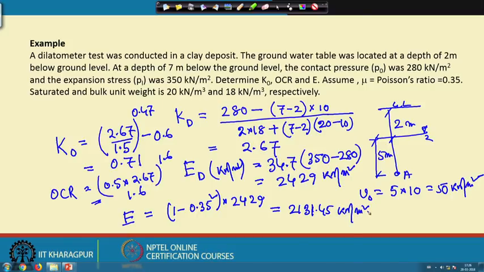So, by using the dilatometer test data, we calculate the Kd and the Ed, and then based on that we calculate all other required parameters for the soil at a particular depth, 7 meter below the ground level, and here the water table is 2 meter below the ground level.